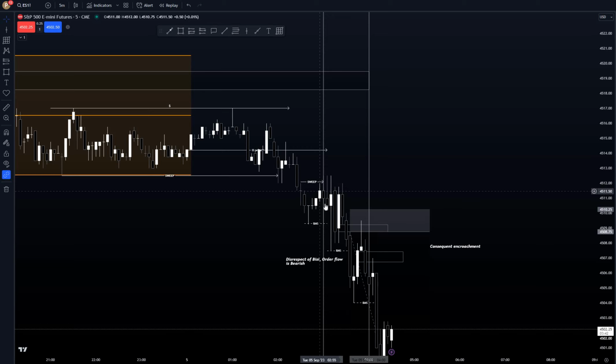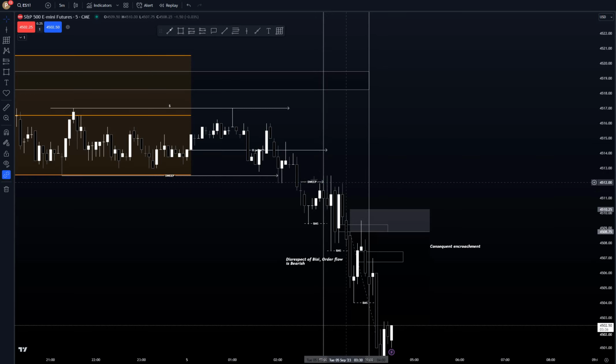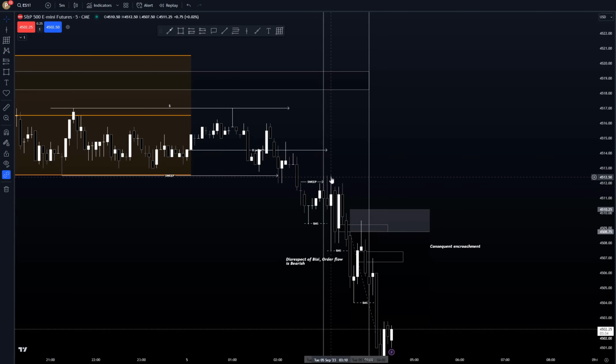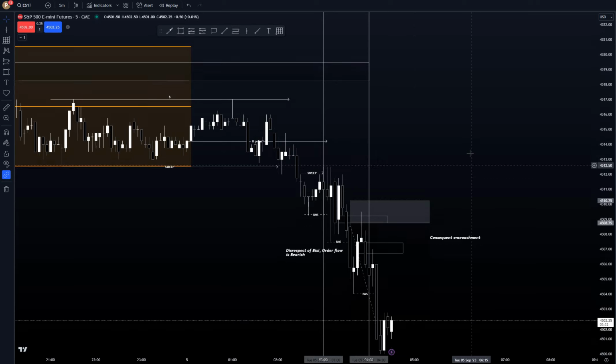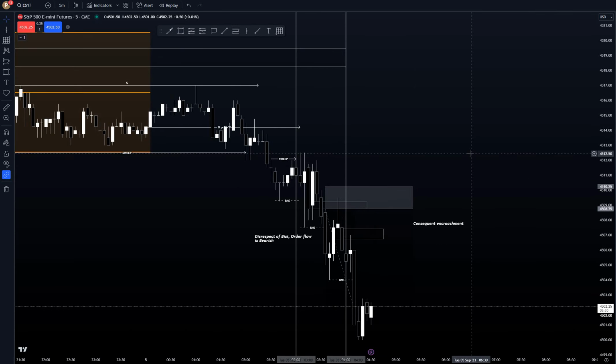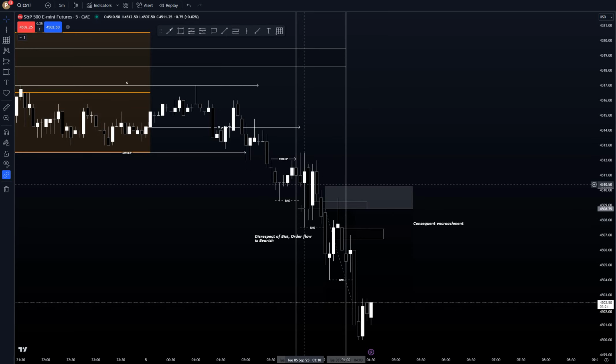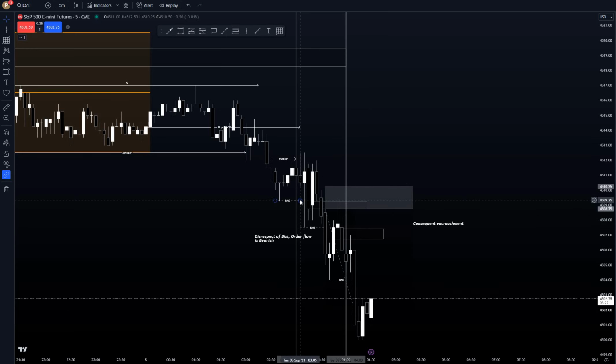Now in this high being formed, right after it had been formed, price had dropped down and it had swept this liquidity right above it. So this is a buy side liquidity sweep. Now, next thing I wanted to look for was some type of displacement below a low. So we saw this and then it came right back up. So I considered this a sweep at first.